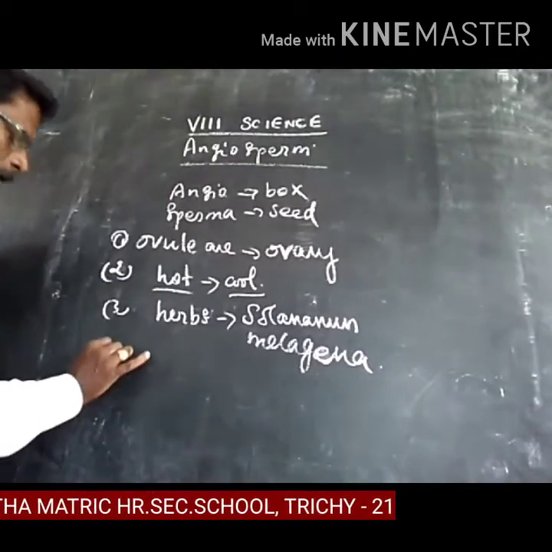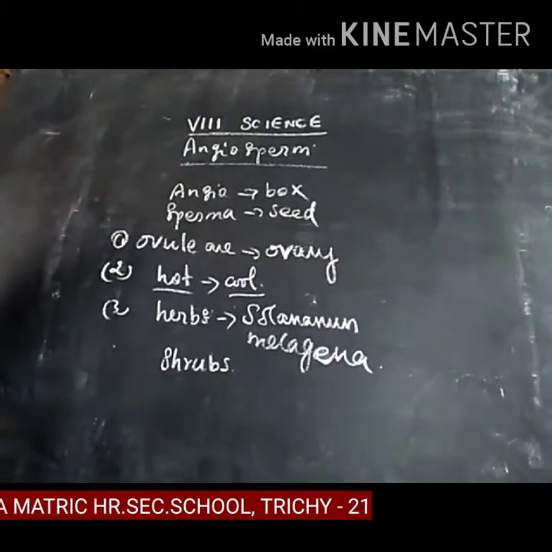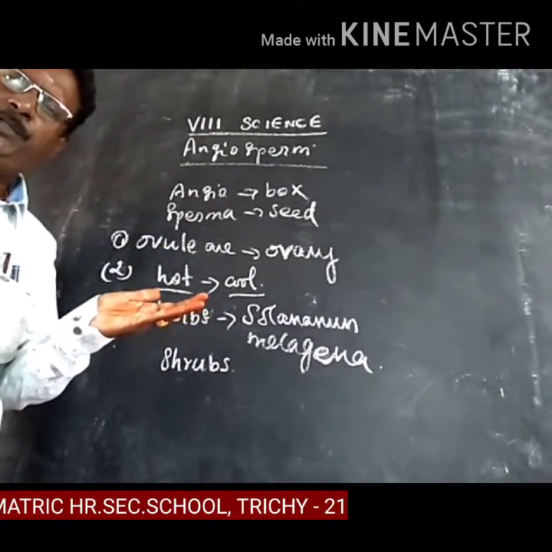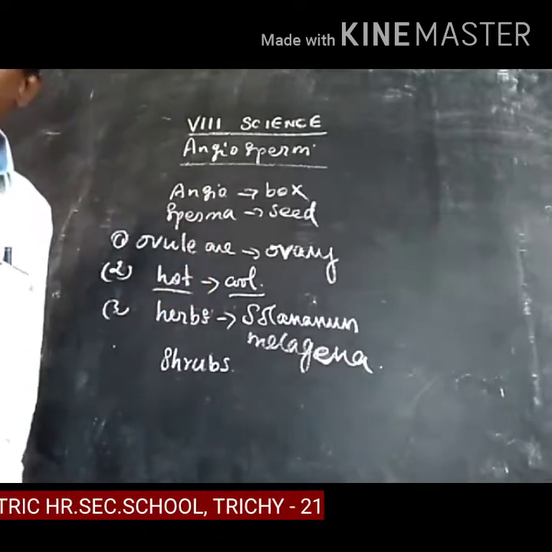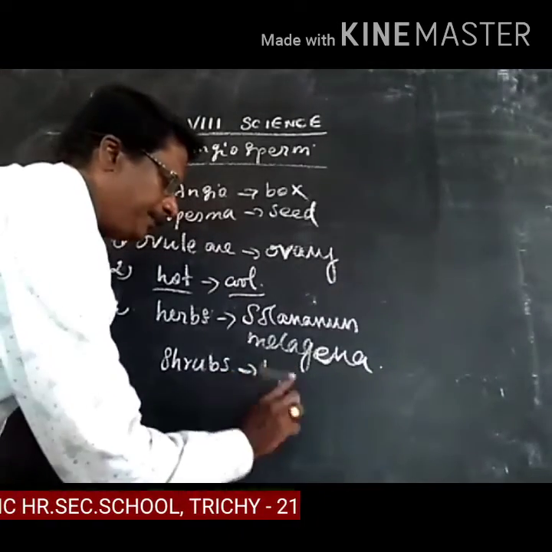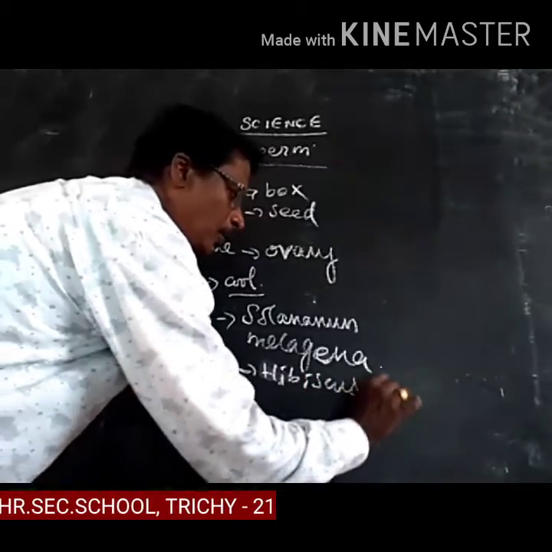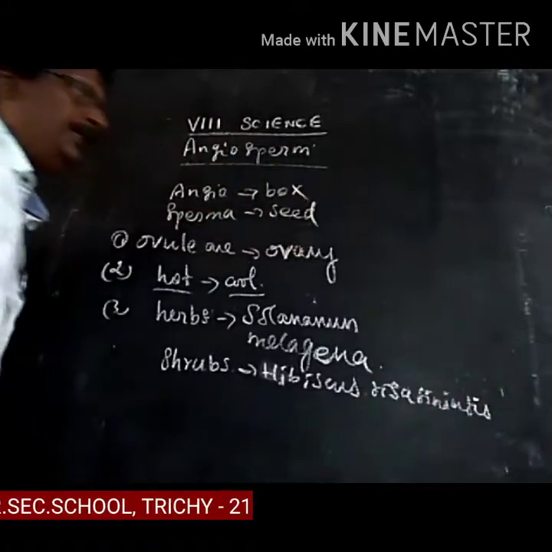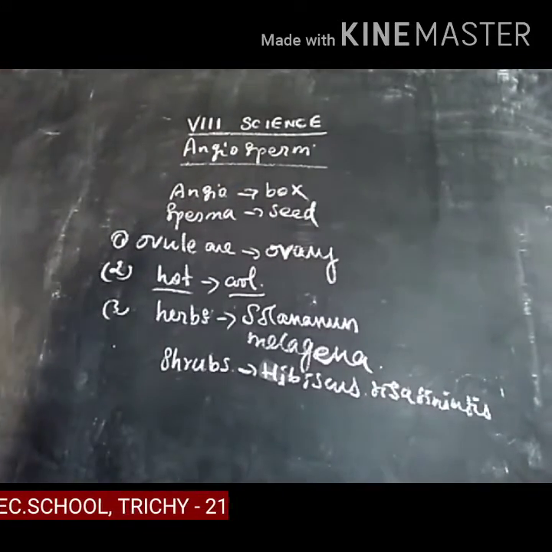Shrubs means more than 3 feet and less than 6 feet. This type of plant is called shrubs. Example: Hibiscus rosa-sinensis. The common name is shoe flower.